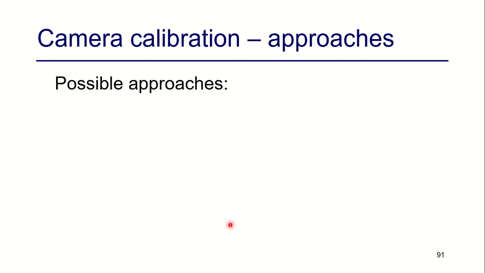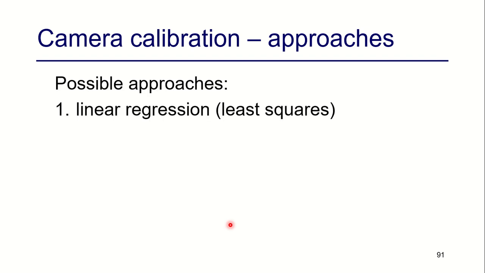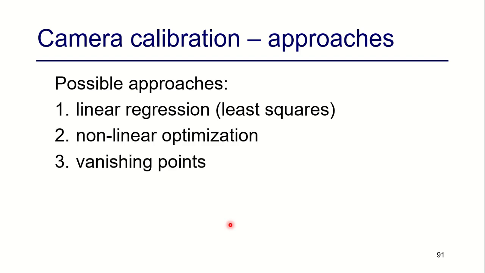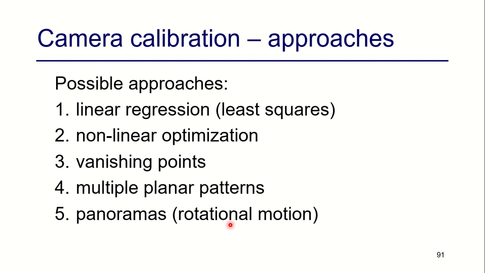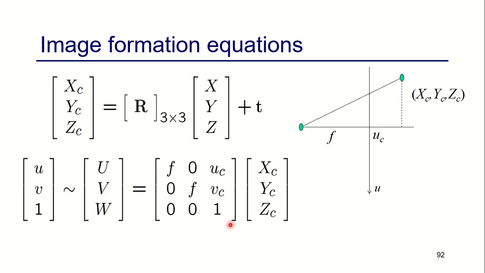The different possible camera calibration approaches are linear regression least squares, nonlinear optimization, vanishing points, multiple planar patterns, and panoramas, which give the rotational motion of the camera. So this is the image formation equation. F is the focal length, and these are the external coordinates x, y, z, and your camera parameters u and v. So this is rotation and this is the translation. R denotes the rotation matrix and this is the translation matrix.